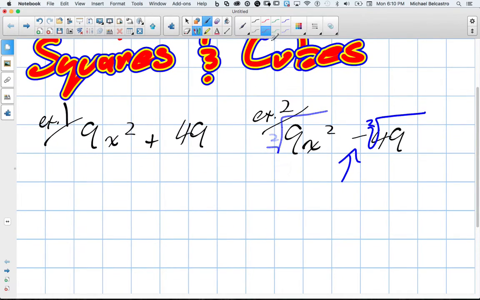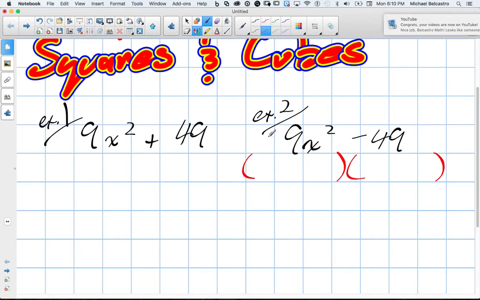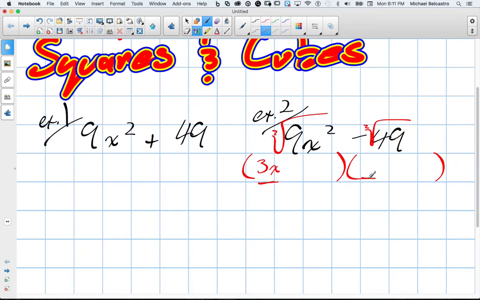The very fast way to do this is essentially to set up 2 brackets. You find the square root of the first term, and you find the square root of the last term. We neglect that negative sign because we can't find square roots of negative values. We're just looking for the absolute value. So the square root of 9 is 3, and the square root of x squared is x. So we have 3x. That becomes the first term in each bracket.